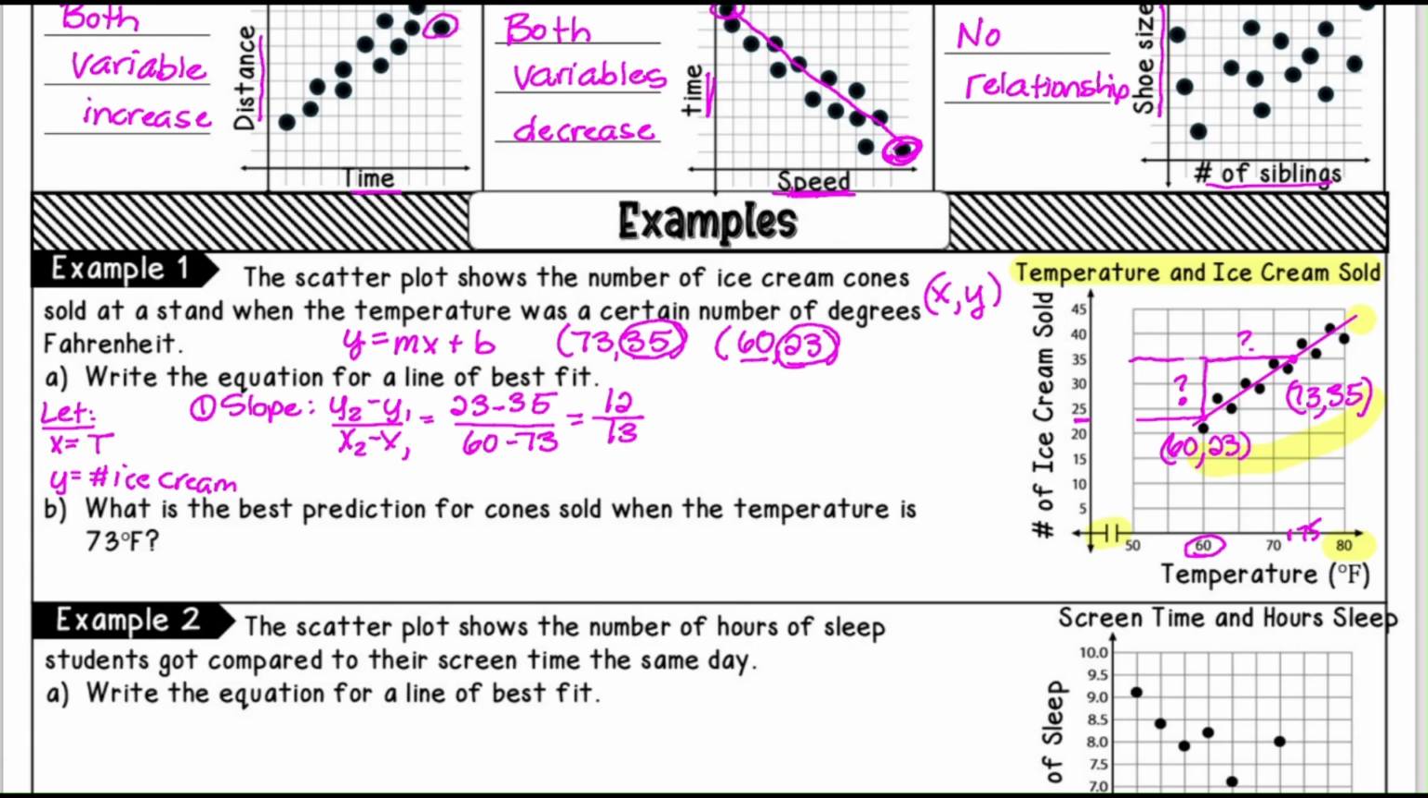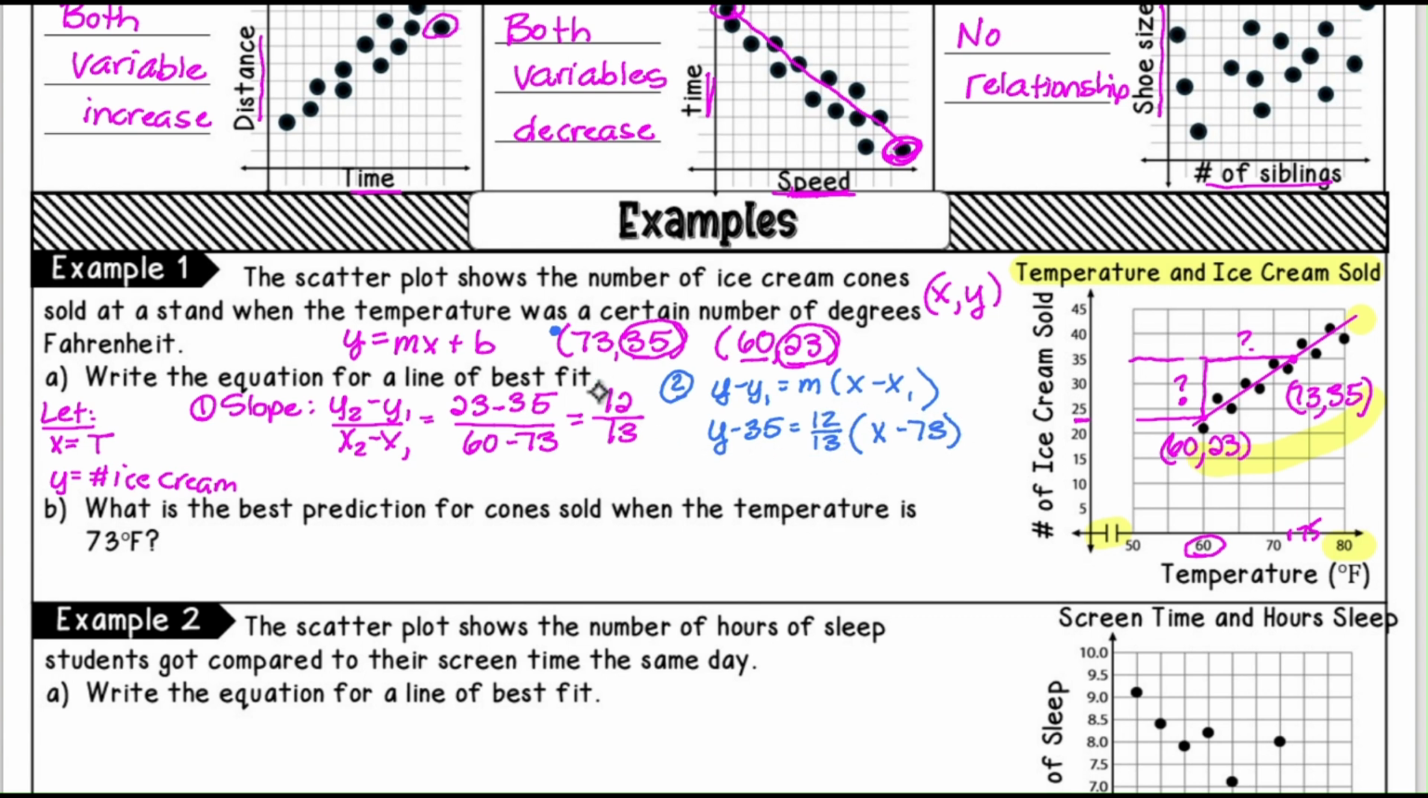Okay, so we need to just grab a point and we can put it into point slope form. Let me grab a different color. So I'm just going to pick any old point. Maybe I'll grab this point here. And so I can do y minus y1 equals m times x minus x1. And so my y is 35. Oh, whoops. Let me erase that. We got y minus 35 equals this ridiculous fraction 12/13, which is almost 1, times x minus 73.